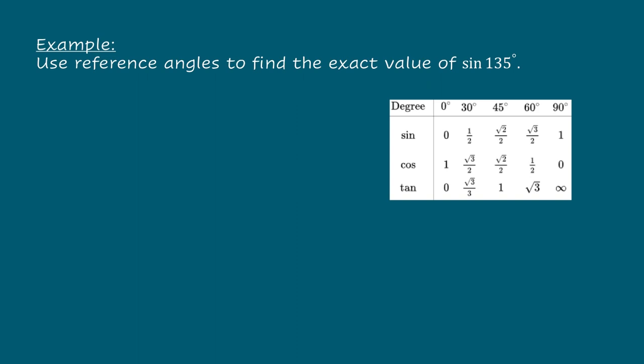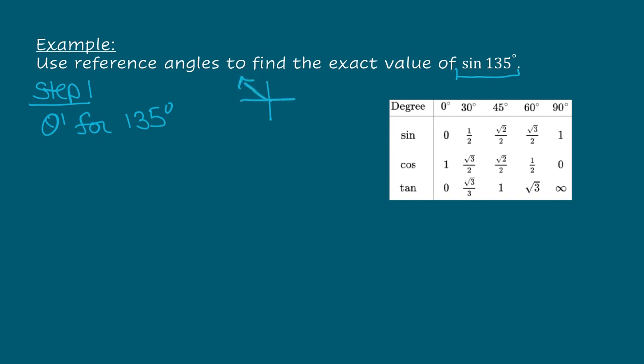So let's use reference angles to find the exact value of the sine of 135. So step 1 is to find the reference angle of sine of 135. So we're going to find the reference angle for 135. All right, so 135 lies in quadrant 2. All right, so 135 is over here.